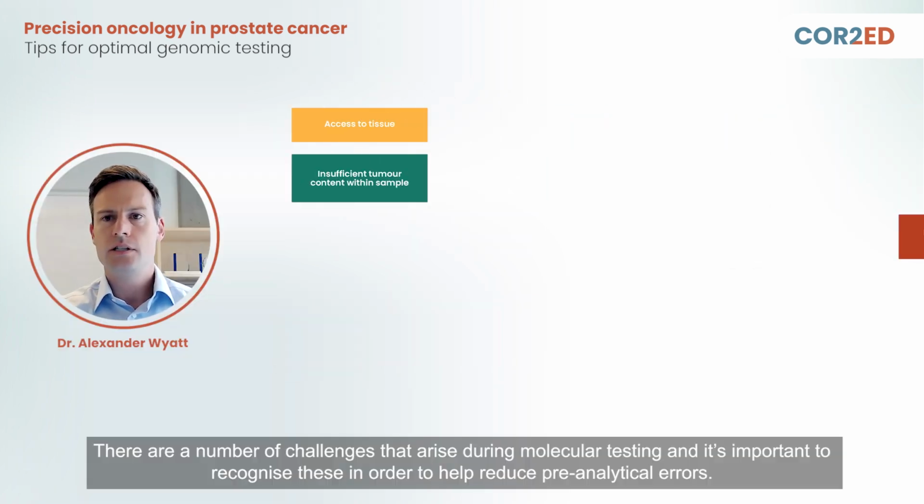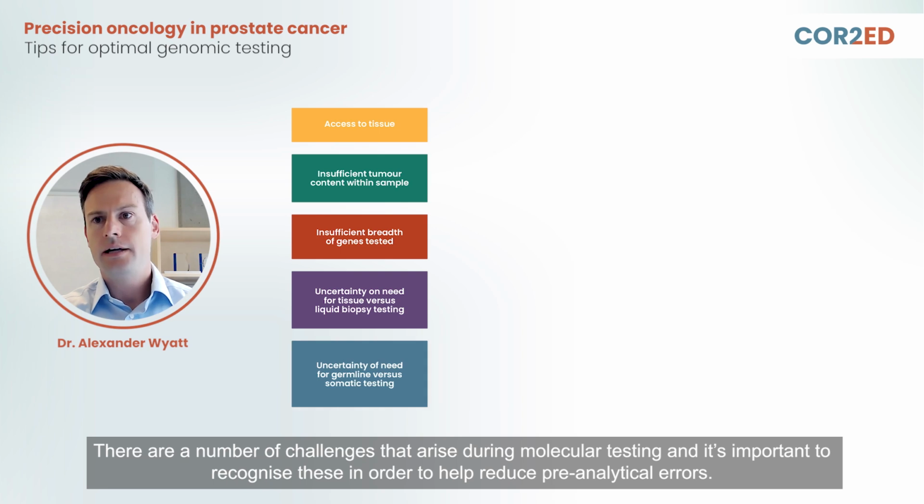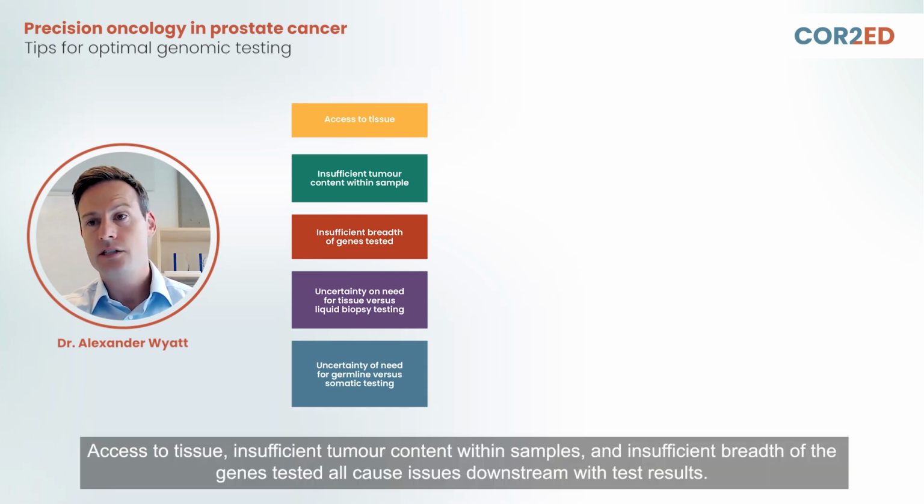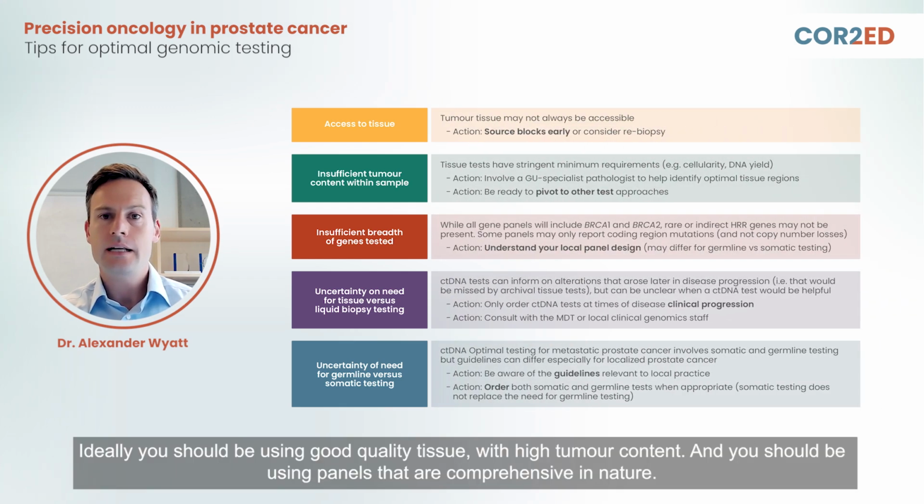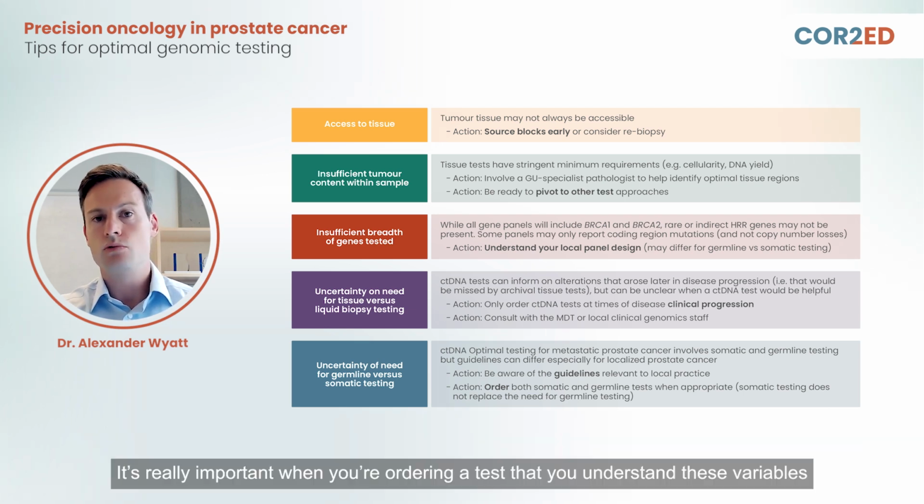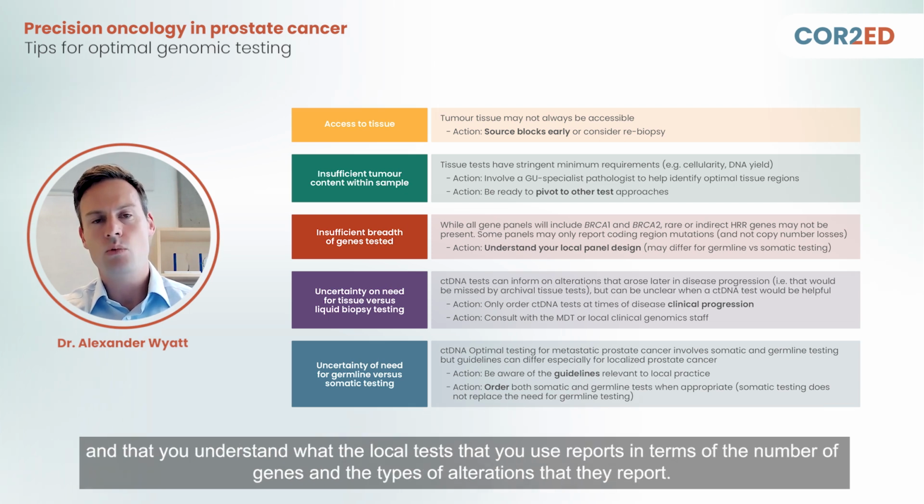There are a number of challenges that arise during molecular testing, and it's important to recognize these in order to help reduce pre-analytical errors. Access to tissue, insufficient tumor content within samples, and insufficient breadth of the genes tested all cause issues downstream with test results. Ideally, you should be using good quality tissue with high tumor content, and you should be using panels that are comprehensive in nature. It's really important when you're ordering a test that you understand these variables and that you understand what the local test that you use reports in terms of the number of genes and the types of alterations that they report.